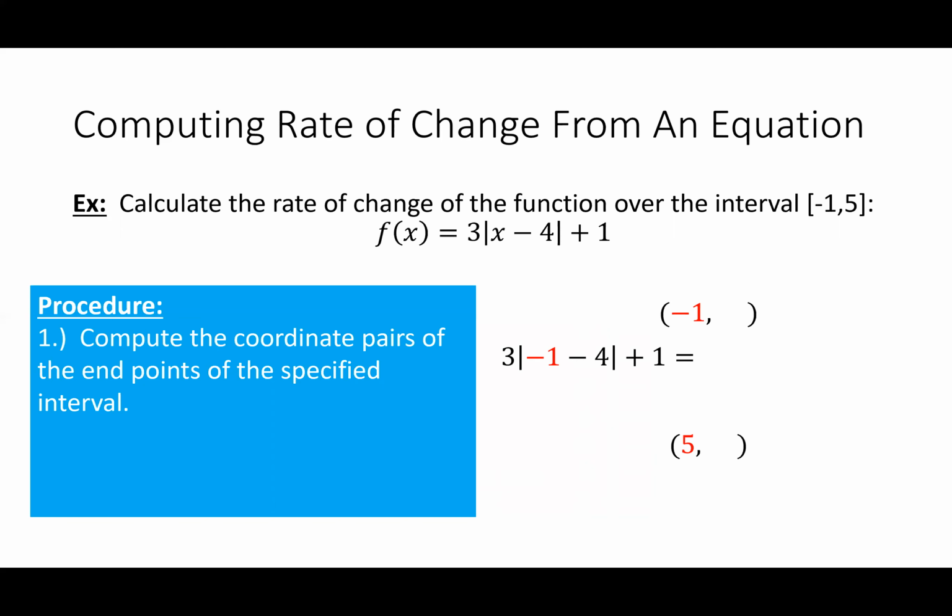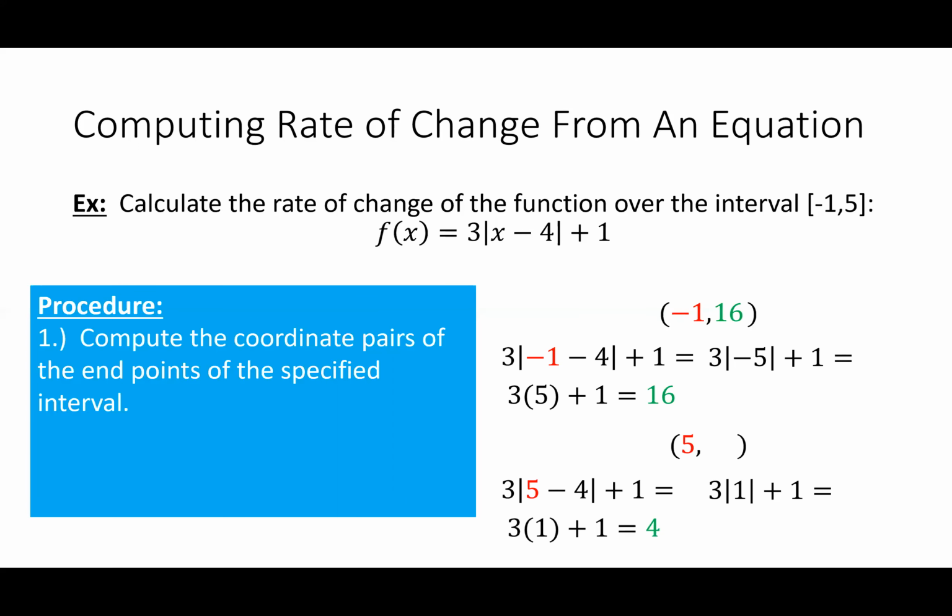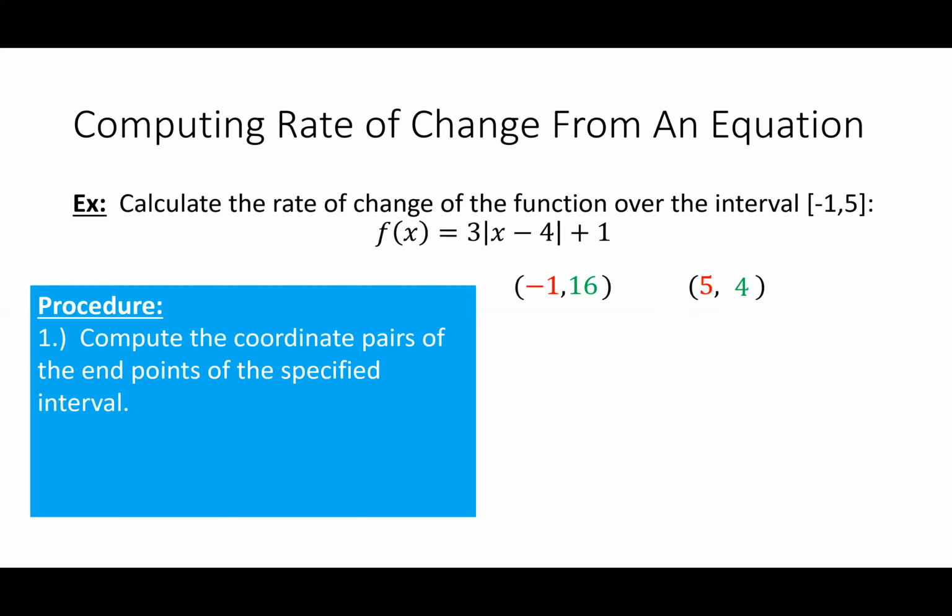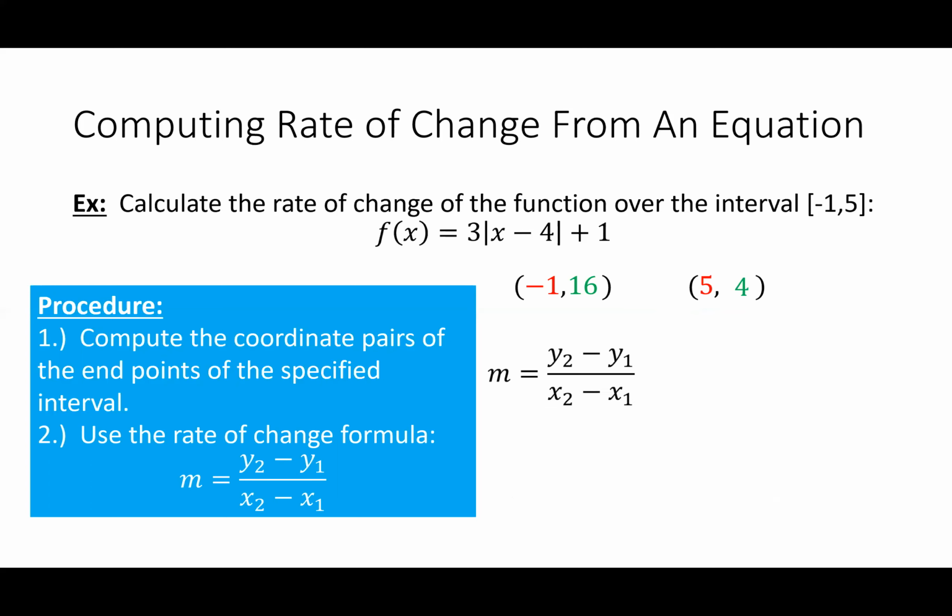So we're going to plug our -1 in. We get 3 times the absolute value of -5, plus 1. The absolute value of -5 is 5, and I get 16. So my y value is 16 here. Same thing here: we plug this in, and we end up with 4. So now we have these 2 coordinate pairs, which is kind of nice. Now I'm going to use the rate of change formula, our slope formula: y2 minus y1 over x2 minus x1.